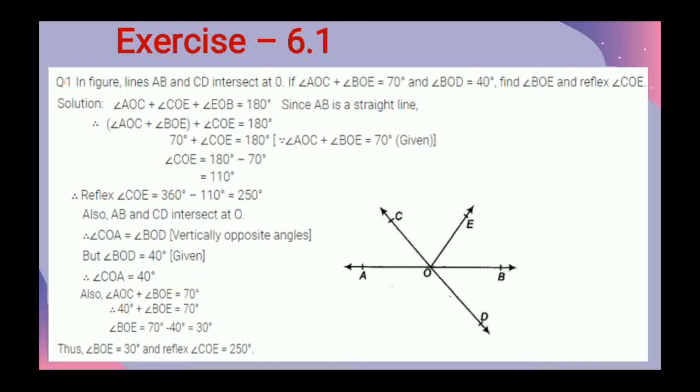Now this is given in the question, angle AOC plus angle BOE is equal to 70 degrees. So in place of angle AOC we are putting 40 degrees. So 40 degrees plus angle BOE is equal to 70 degrees. So angle BOE is equal to 70 degrees minus 40 degrees, which is equal to 30 degrees. Thus angle BOE is equal to 30 degrees and reflex angle COE is equal to 250 degrees.